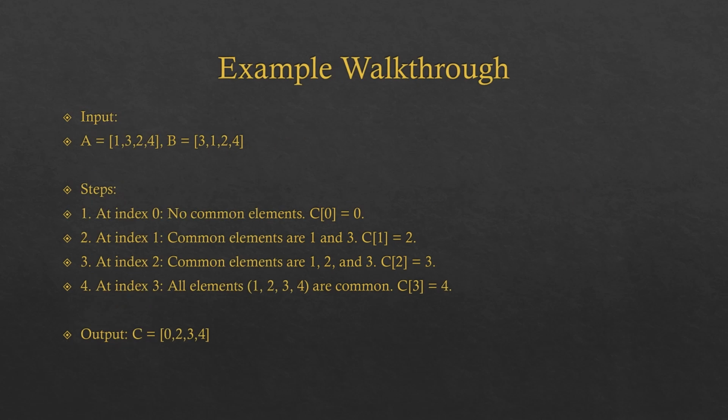Let's walk through the example step by step. At index 0, no common elements are present, so C0 is 0. At index 1, the common elements are 1 and 3, so C1 is 2. At index 2, we add 2 to the common elements, making it 1, 2 and 3. Hence C2 is 3. Finally, at index 3, all elements 1, 2, 3 and 4 are common. So C3 is 4. This gives us the final output 0, 2, 3, 4.